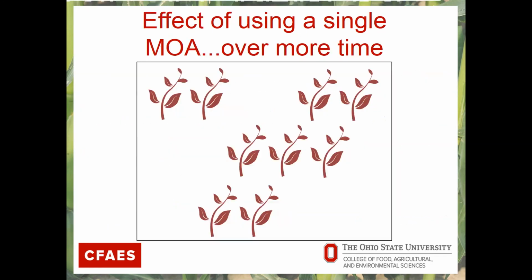So now back to our resistance example. Here this shows that using a single mode of action over more time enables the resistant pest to take over the field. A pesticide that once worked well now has little or no effect.